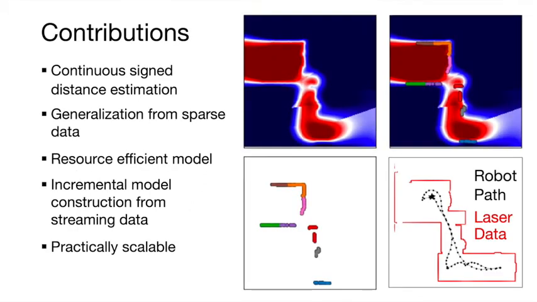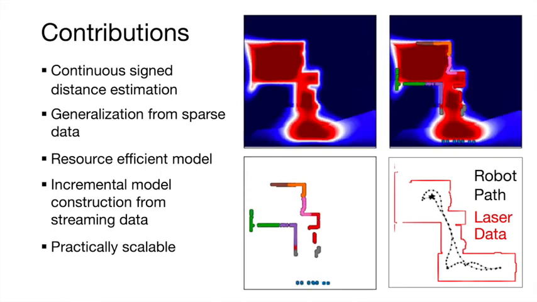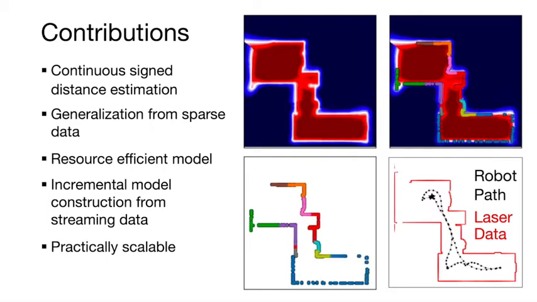The contributions of this paper could be summarized by saying that we have a continuous signed distance estimation with this model that is not dependent on a certain resolution in a grid. Our representation can generalize from sparse observation data, and our model represents the environment in a resource-efficient way, only spending resources or model parameters on important features. We also propose an algorithm which can construct this type of model in an incremental way from streaming data, and this algorithm is practically scalable to large environments and large amounts of data.